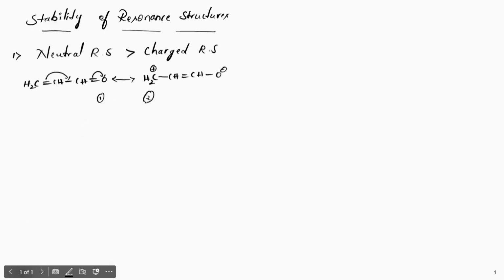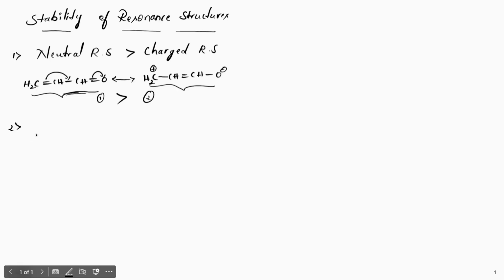So among these 1 and 2, which is the more stable resonance structure? Here this is the neutral resonance structure which has no charge. This is the charged resonance structure. Always, neutral resonance structure is more stable than charged resonance structure. Therefore, 1 is more stable than 2.